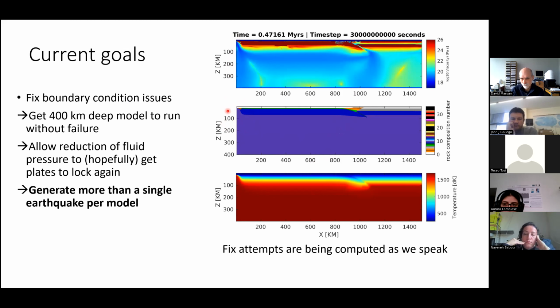There have been a couple of attempts which have failed, but this is the type of work I'm doing right now, and hopefully it will lead to the behavior we want to see, which is multiple earthquakes in a sequence.